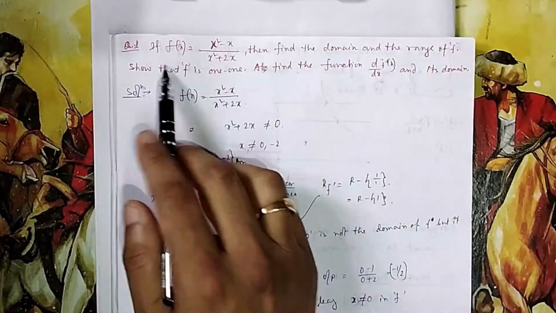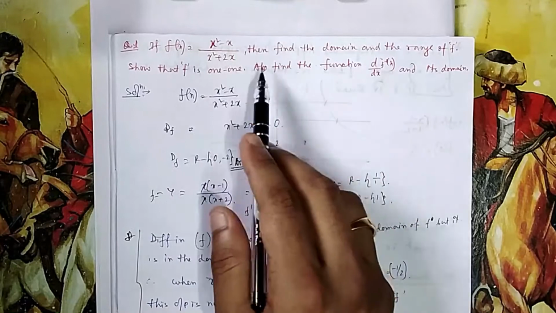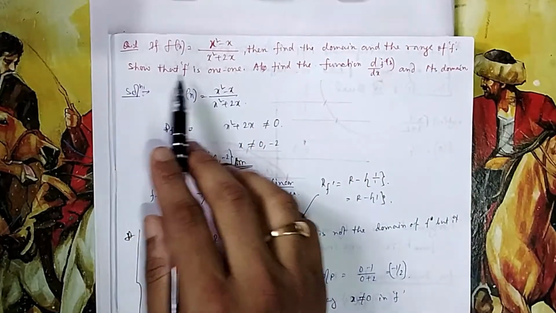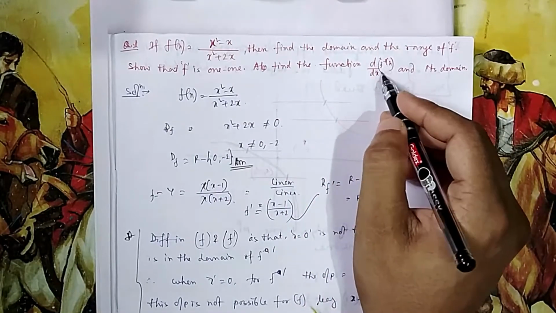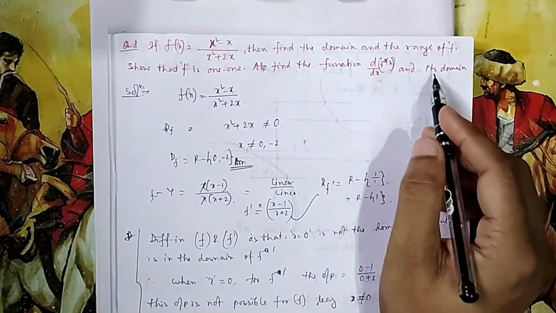Okay, in question number 1, f(x) equal to (x square minus x) by (x square plus 2x). Then find the domain and range of f so that f is also one-one, and find the function d/dx of f inverse x. So you have to take differentiation of inverse function of f and then find its domain.